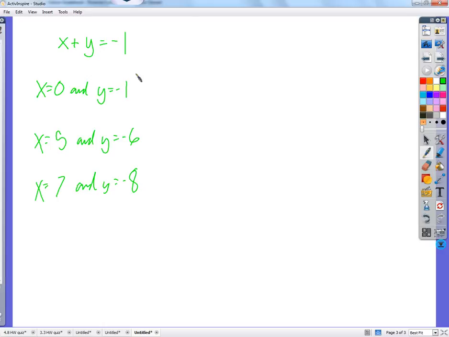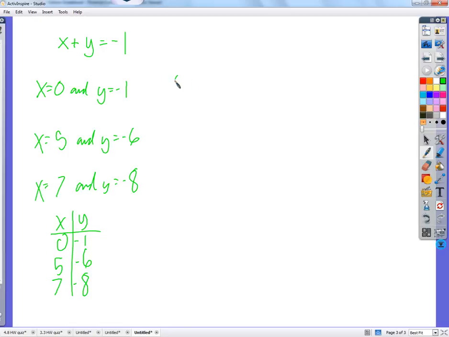Okay. One way is we keep doing this. We can keep writing x is this and y is that, x is this, y is that. We can make this a little bit more concise, take up less space. Maybe if we did like a table. So we'll let x be these things and y be these things. Okay, this is a table like we've done before. When we were talking about functions, we would make tables that represent functions as well. So now we can make this 0, negative 1, 5, negative 6, 7, negative 8. There's another way that we can represent the solutions to this equation in less space. Use less ink, less paper.